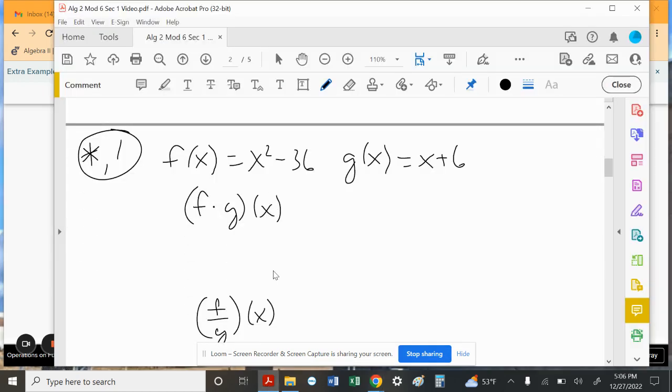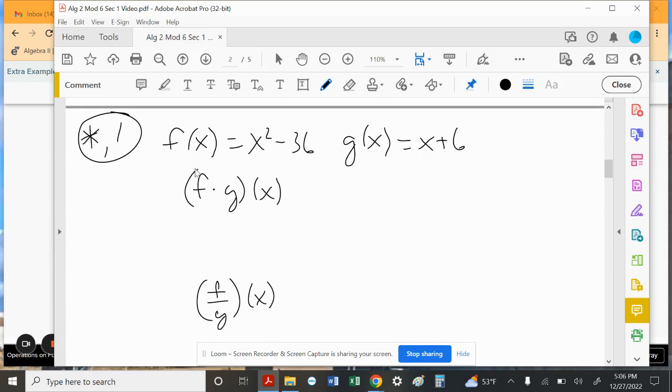So now we have our two functions. So notice we're multiplying or dividing. This is supposed to be a slash, not a 1. It's my terrific graphics that I put in here. So we have x squared times that one. So we're going to multiply those. X squared minus 36 times x plus 6.